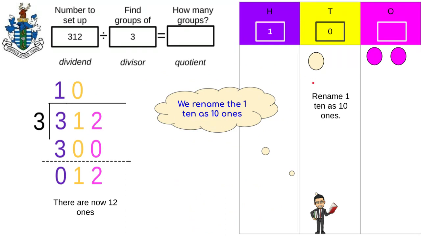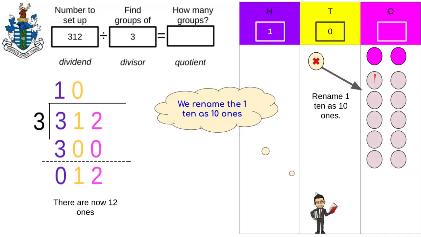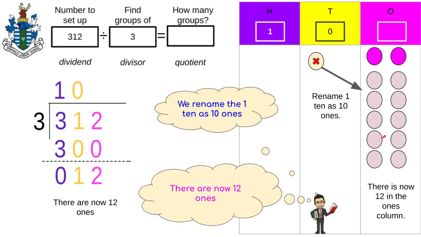Year 4 and Year 5 now both have to do a bit of renaming. We can't just leave that there. So in the Year 4 method, we crossed that counter out and we renamed it as 10 ones. Now there were already 2 ones there, so that gave us 12 ones in the ones column. The Year 5 method, we've got 1 ten and 2 ones. We're just going to rename it just because it makes more sense from a place value point of view. So instead of saying that we've got 1 ten and 2 ones, we're renaming that to being 12 ones.